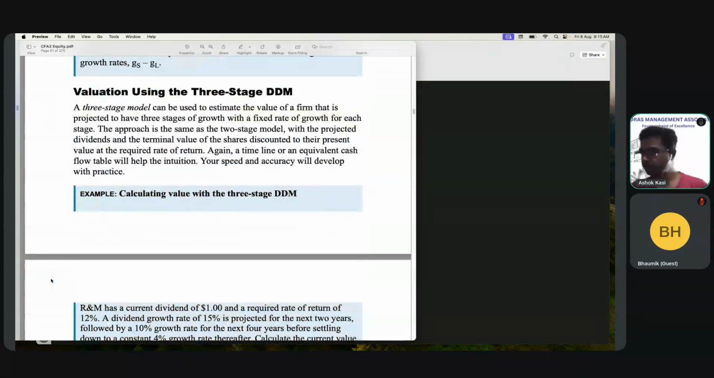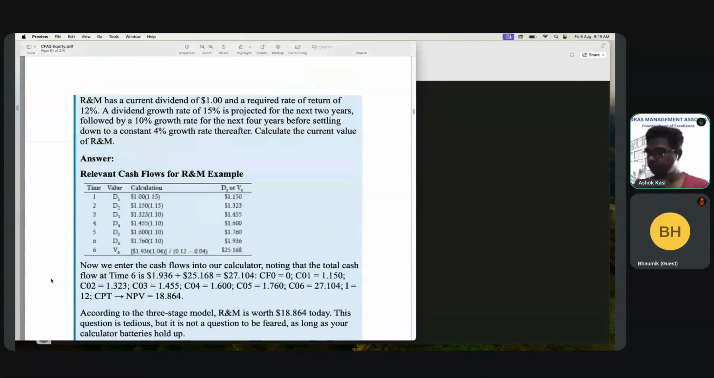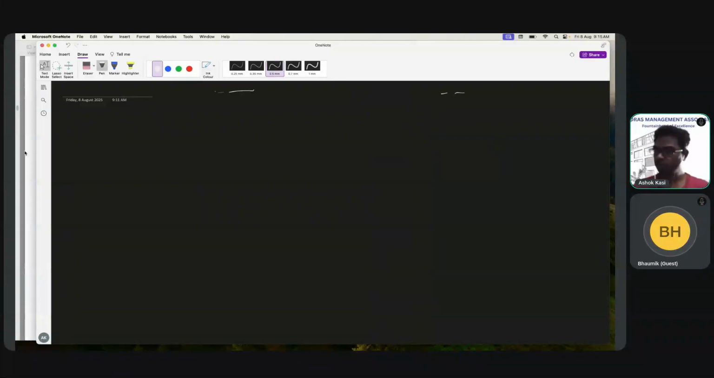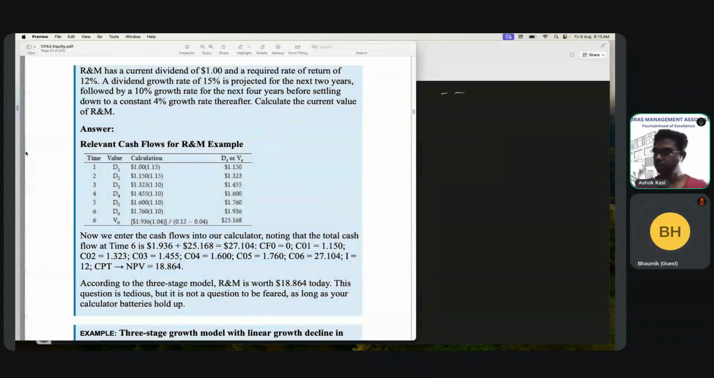Okay, so from here we need to continue now. Valuation using the three-stage dividend discount model. Three stages. Have you tried this question or not? No? Okay, so we'll do this now. Let's go through it.